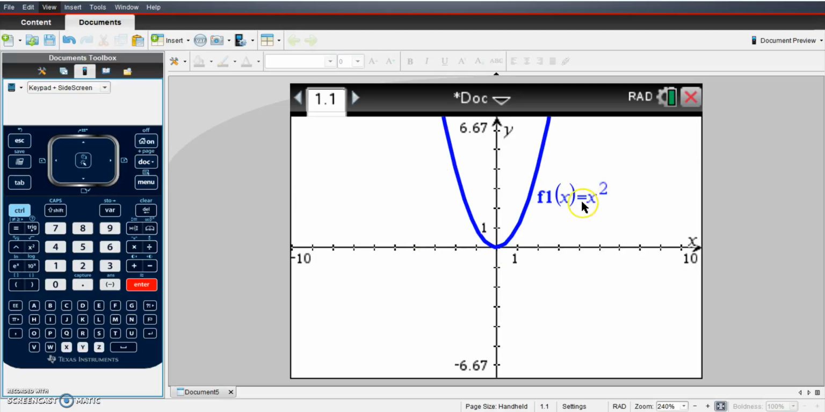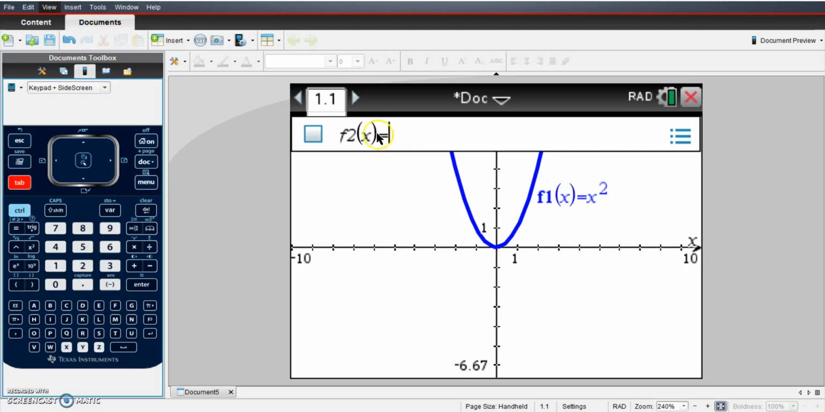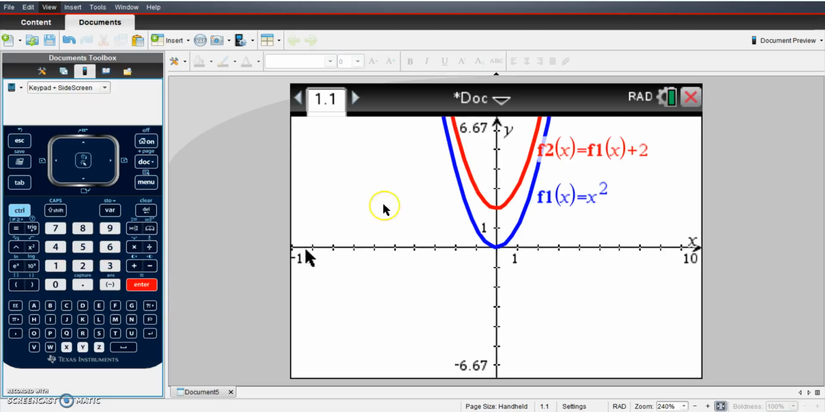So to get more graphs, we hit tab. And as you can see, we now start at f2 of x. The next thing I need to do is type in that first function, so f1, parentheses, x, close it. Now this is just saying x squared because it's right here. And then all I have to do is add 2 to it. And then when I hit enter, as you can see, another graph pops up, and it's been moved 2 units up because of this plus 2.